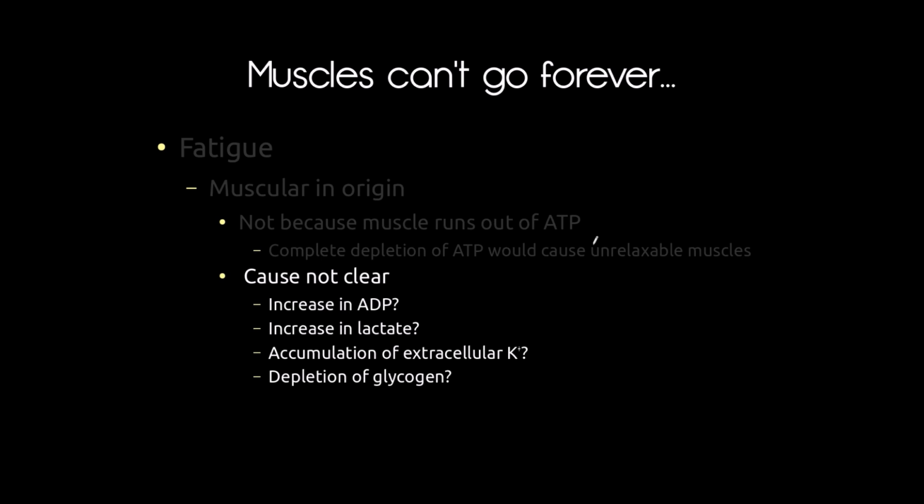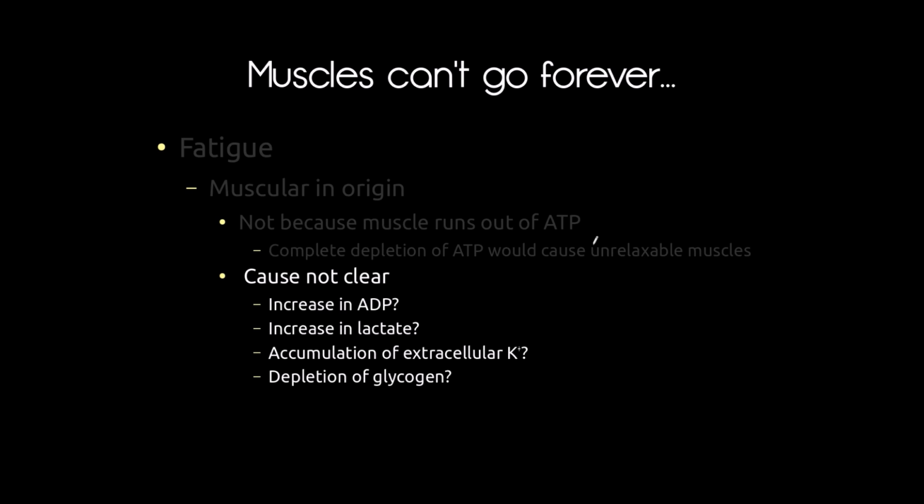Now, the actual cause of muscular fatigue, that's muscular in origin, is not exactly clear. There's a couple ideas of how this may happen. It could be an increase in ADP that signals and causes a feedback loop that causes fatigue in the muscle. It could be an increase in lactate. Remember, this is causing metabolic acidosis, so we could have pH get to the point where it's no longer allowing muscles to contract. We could also be having accumulation of extracellular potassium.